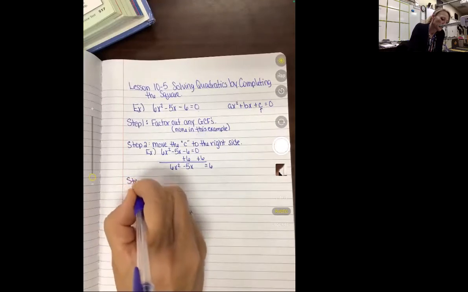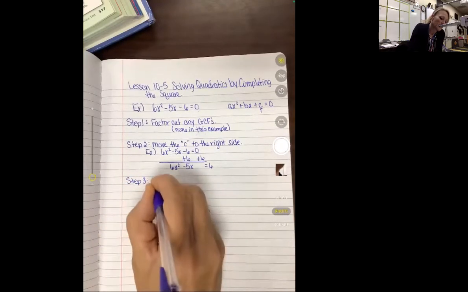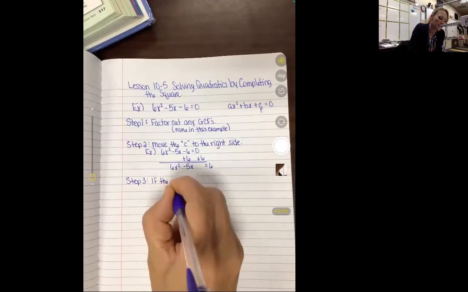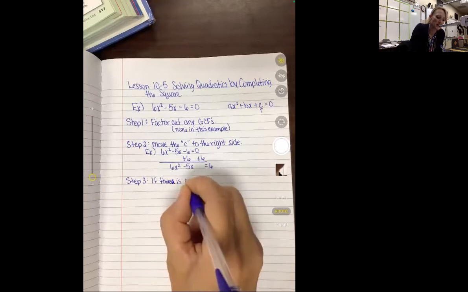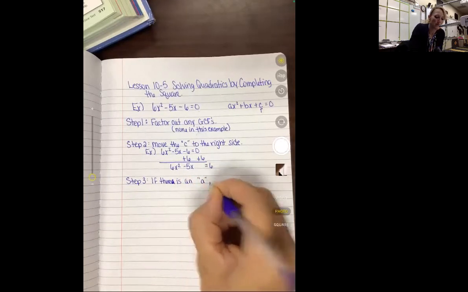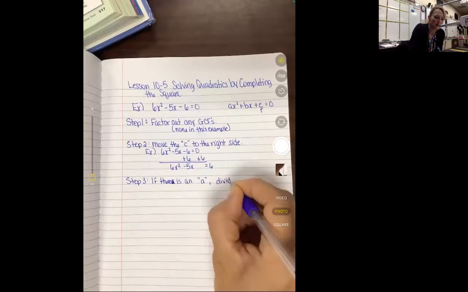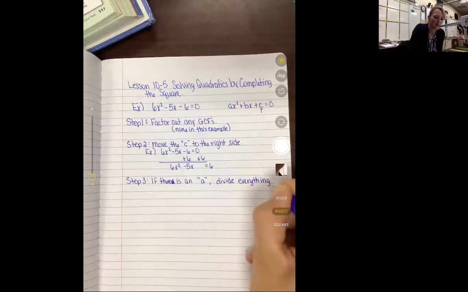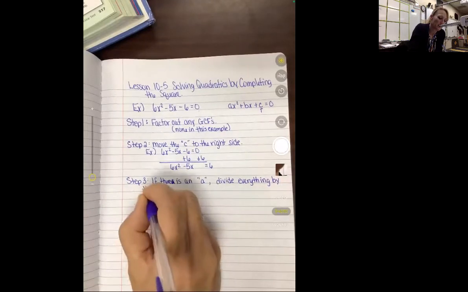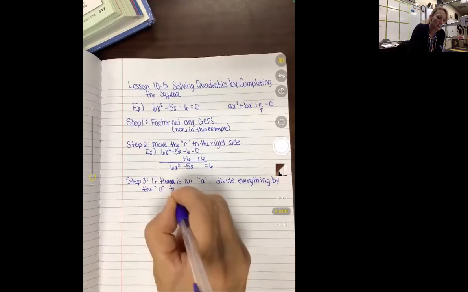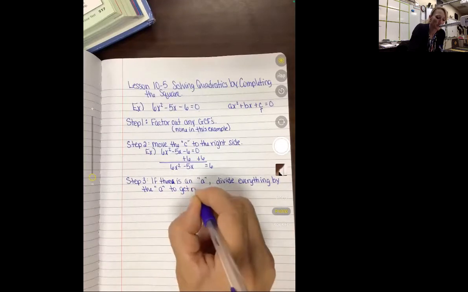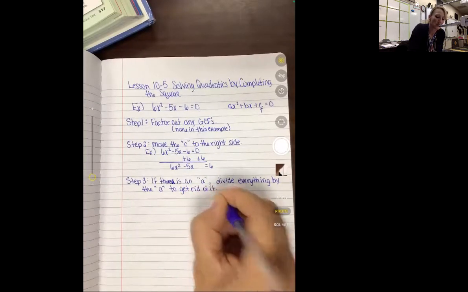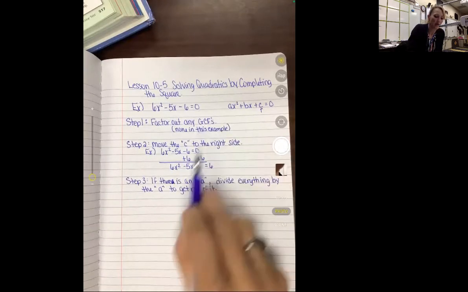So step 3, next step. If there is an A, divide everything by the A to get rid of it. So in this case, we do have an A, right? We have an A. And so we're going to divide everything to get rid of it.